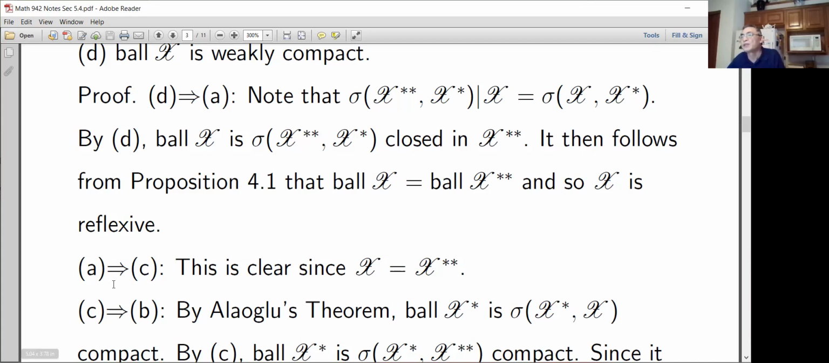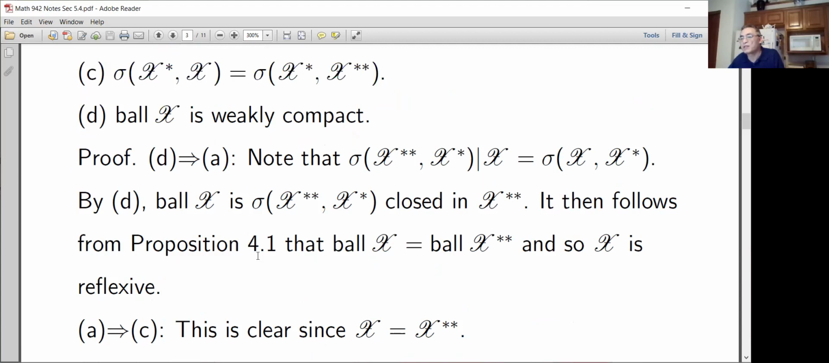Now we see that A implies C. C says these two topologies are the same. So this is clear because A says it is reflexive. Reflexive means X is equal to X double star. So then here X can be replaced by X double star. So that's why these two topologies are the same. Then we see C implies B.